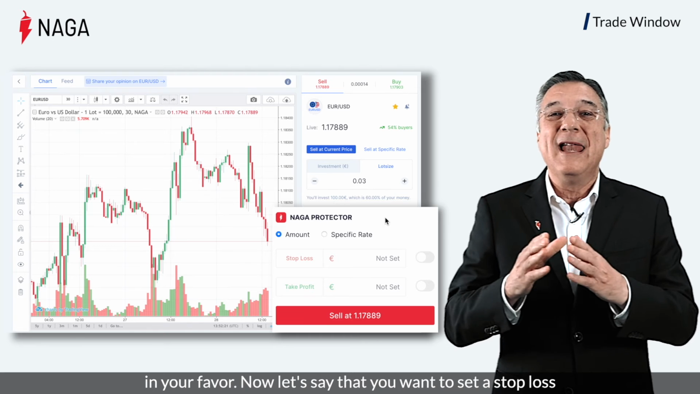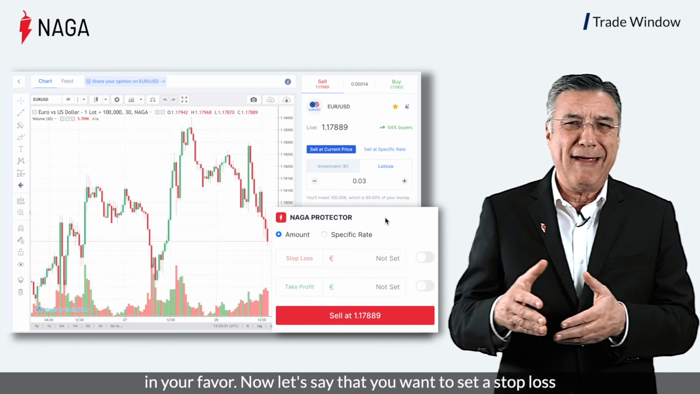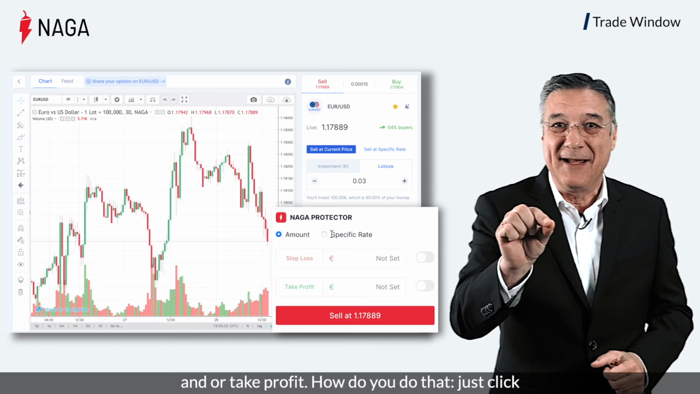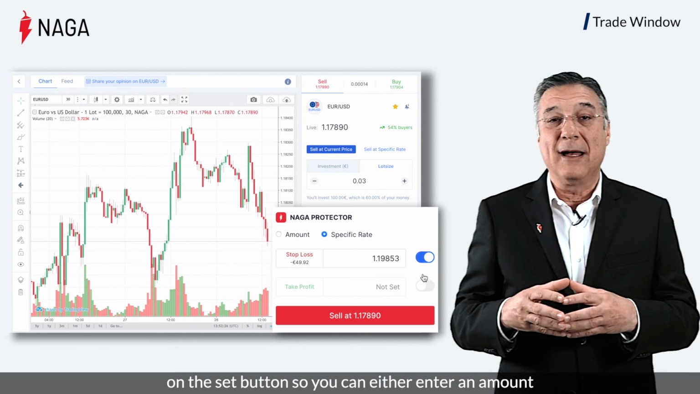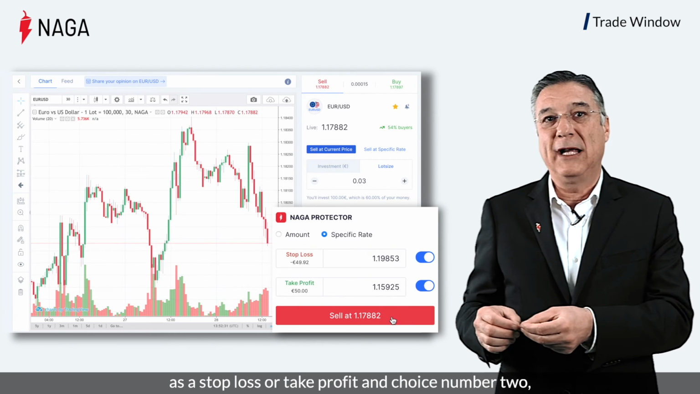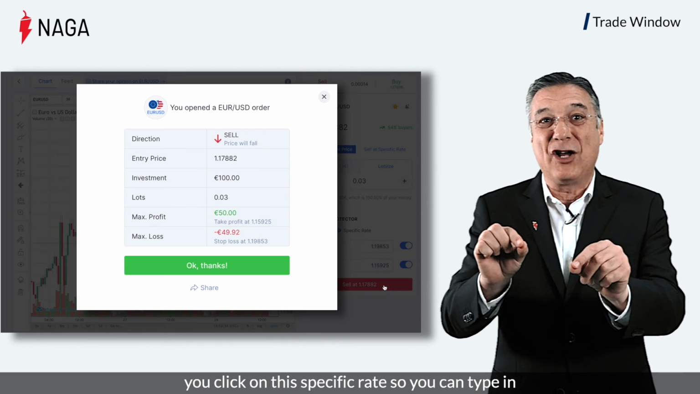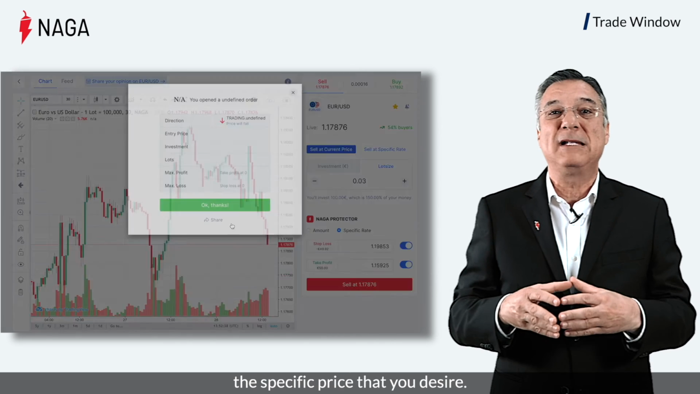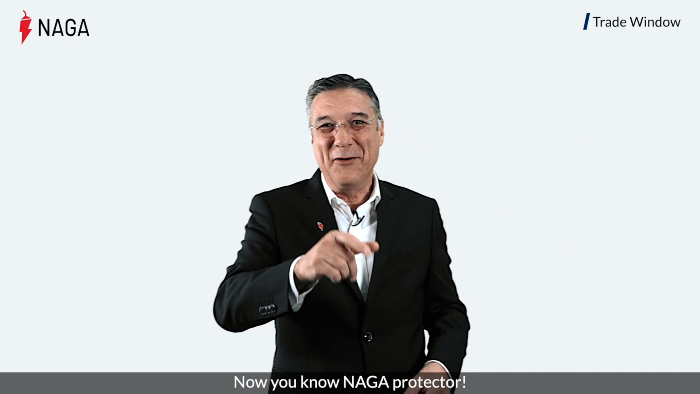Now, let's say that you want to set a stop loss and or take profit. How do you do that? Just click on the set button so you can either enter an amount as a stop loss or take profit, and choice number 2, you click on the specific rate so you can type in the specific price that you desire. Now you know NAGA Protector.